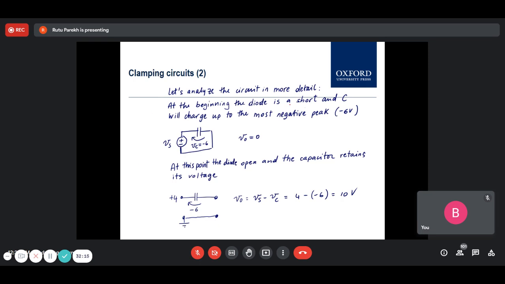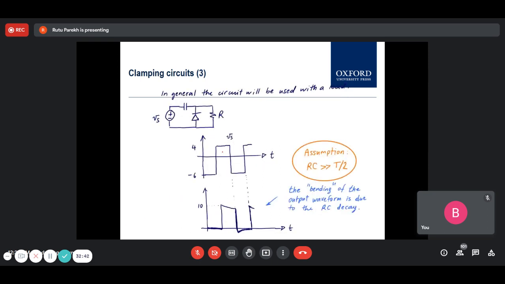At the beginning, the diode is a short, and C will charge up to the most negative peak. Same thing, minus 6. And because the diode is shorted, V0 is 0. Then when there is a positive cycle, the diode is open and the capacitor will retain the voltage. So 4 minus minus 6 is 10 volt.